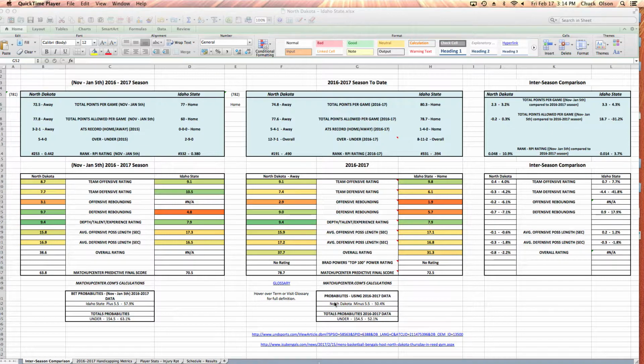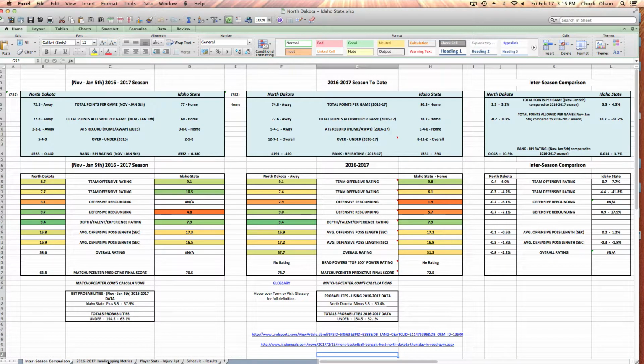But through the full season, North Dakota State is a better bet at 5%. And that's borne out in the fact that these numbers are a little bit higher than Idaho State. Similarly, on the under, they both were under. This had a 63% chance of happening versus 42%. So the unders lost steam, whereas North Dakota State has picked up significant steam.